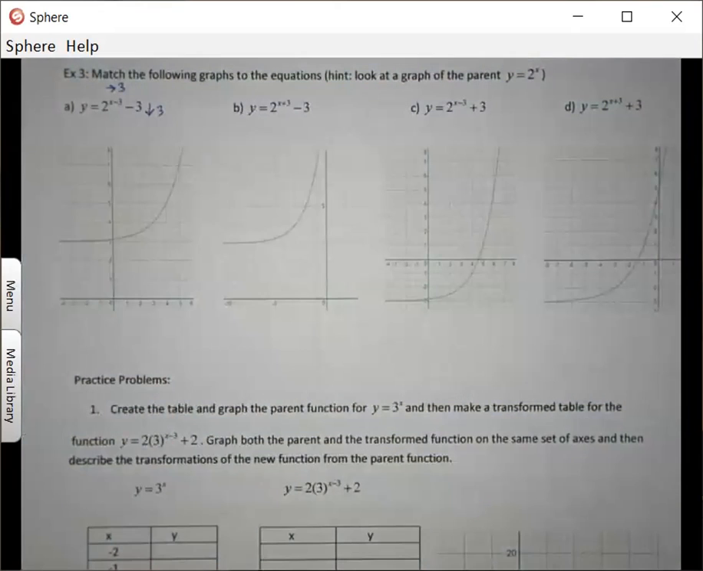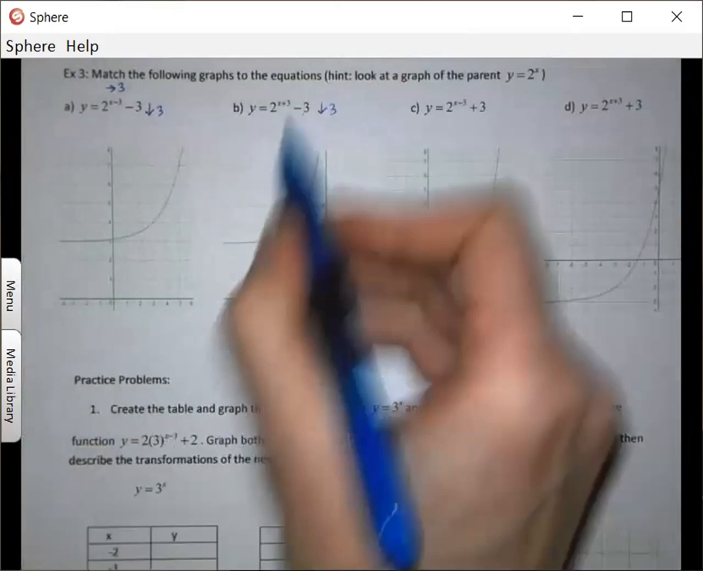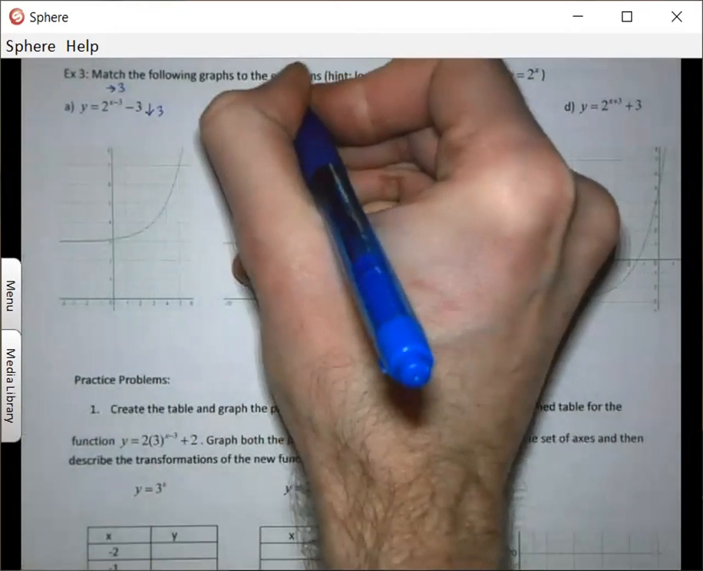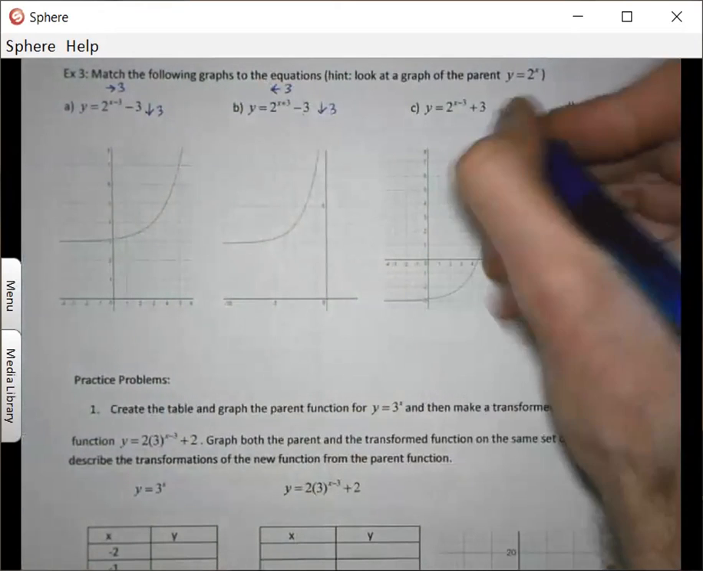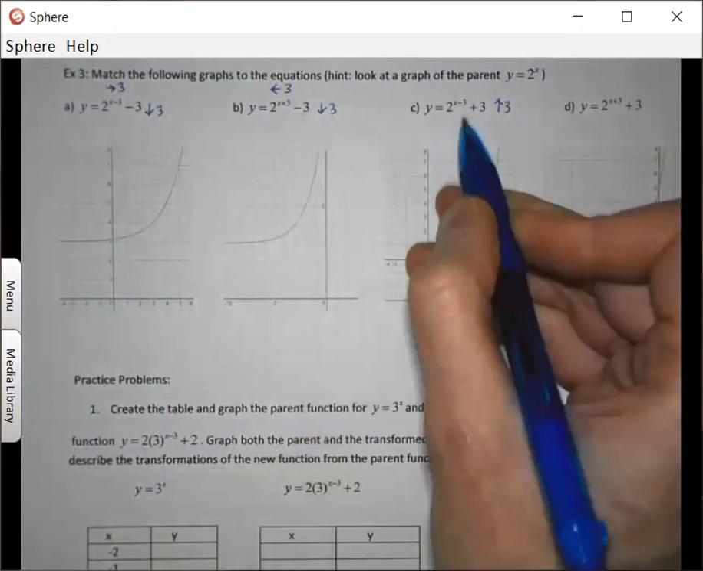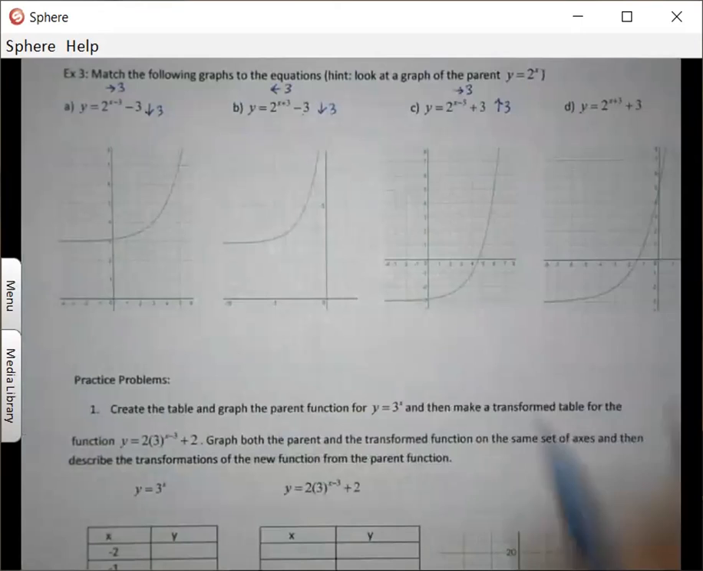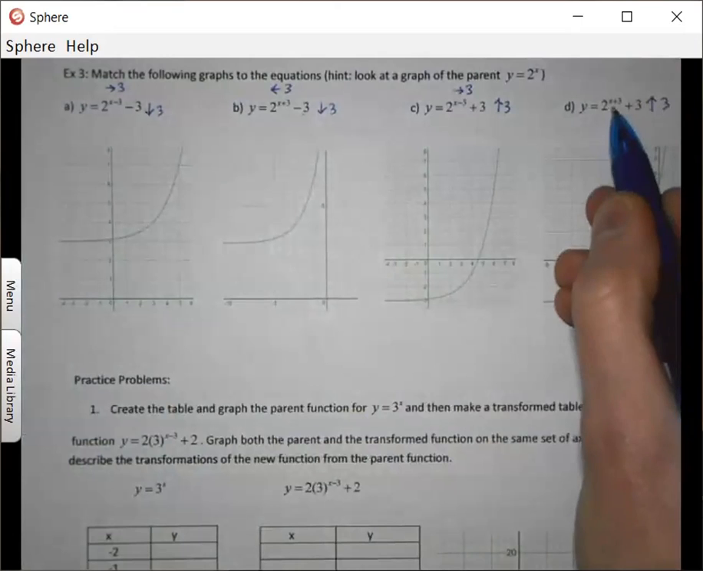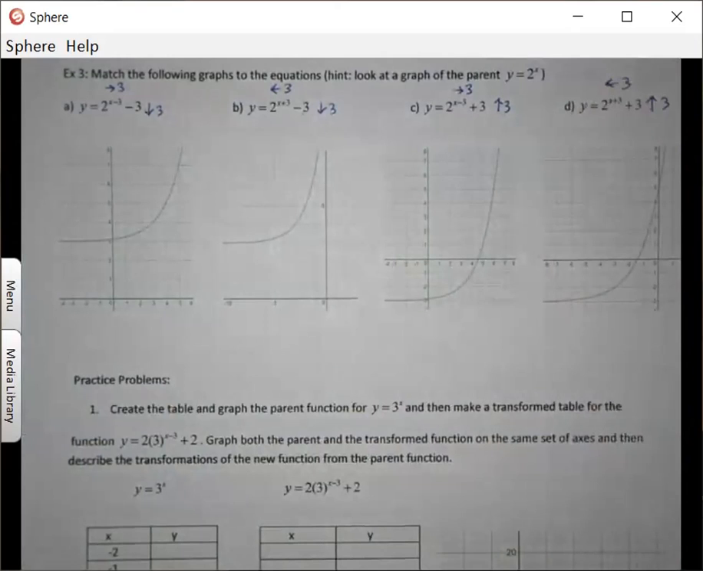And then we can do that for each one. So minus 3 on the outside, again, that's moving down 3, but now it's plus on the inside, so that's moving left 3. Plus on the outside, so that's going to be up 3. Minus on the inside, that's right 3. Again, up 3, and this one's left 3. We have a base of 2, so we can still use our parent function from before.